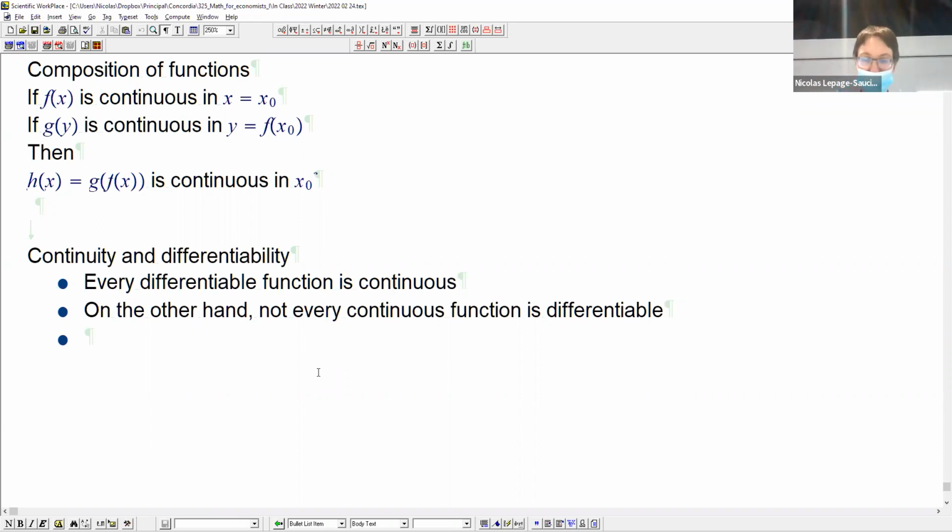So the continuity condition is the following: the limit of f of x as x approaches x0 equals f of x0.